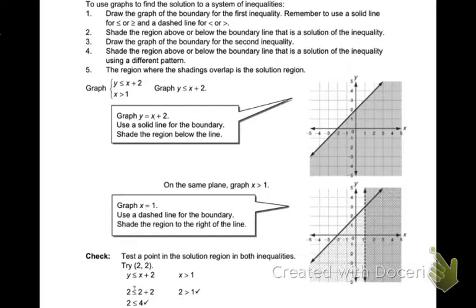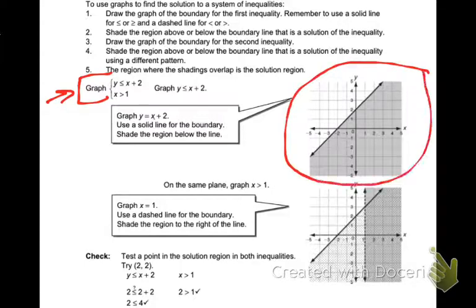So if you look at the examples here, we're going to be given problems like this. We're going to graph 2 inequalities. The first one says y is less than or equal to x plus 2. This is what you would have done last time. Last chapter we did problems like these. You graph it, look at your y-intercept, look at your slope, and you shade. That would have been last chapter.